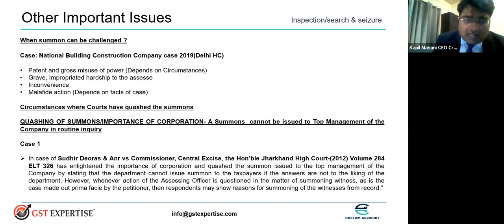It's not that you can challenge the summons right away before the High Court; it requires grounds such as malafide intent, inconvenience, or grave hardship to the assessee. These are some of the circumstances where courts have quashed summons. In Sudhir Dhurodas, the Honorable Jharkhand High Court, in a landmark judgment emphasizing the importance of cooperation, quashed the summons issued to the top management of the company, where a finance manager had already provided the information. The court said that whenever the action of the assessing officer is questioned in the matter of summoning a witness, the respondent may show reasons for summoning the witness from the record.